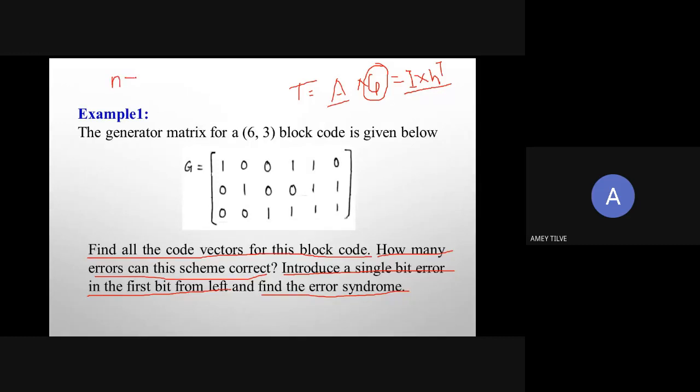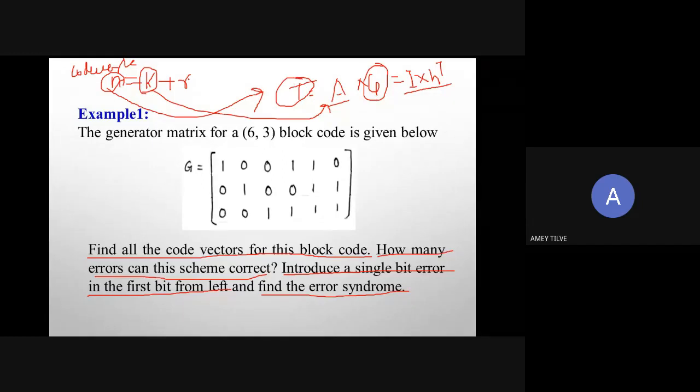What was our initial formula? N equals K plus R. What was N? N was my code word. T is nothing but my code word, so T is as good as your N. K is as good as your A. G is your generator matrix, which we have calculated with your redundant bits. How have we calculated it? It is identity matrix into H transpose.